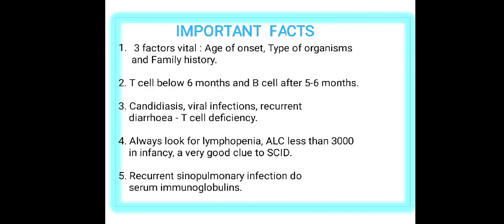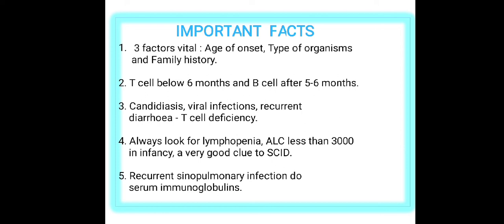So finally, some important facts. When you suspect immune deficiency, you look for these 3 important points: age of onset, type of organism, and family history. T cell defects present below 6 months, and B cell defects after 5 to 6 months. Candidiasis, viral infection, recurrent diarrhea suggest T cell deficiency. Always look for lymphopenia. Absolute lymphocyte count less than 3000 in infancy is a very good clue to SCID, that is severe combined immune deficiency.